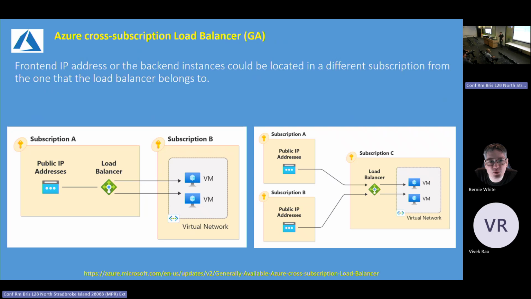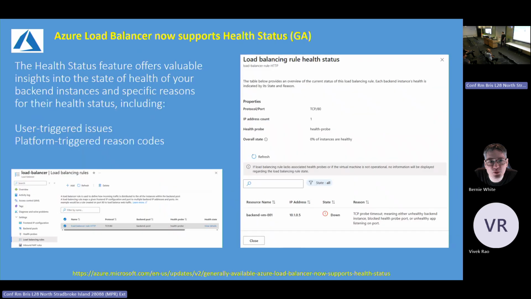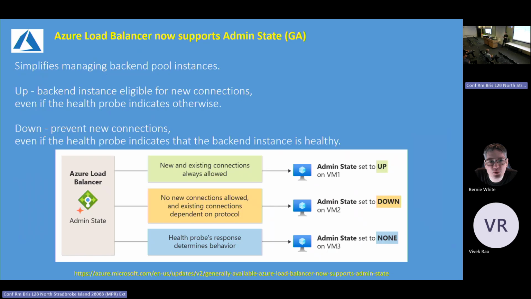So many months ago, actually, I feel like it's more than 6 months ago, we talked about this coming into preview, and now it's gone GA. That's where you can have your load balancer with IPs or nodes in different subscriptions. We got load balancer health status, that's gone GA, which just gives you more detailed health reports from that load balancer. And we've also got admin state, so you can actually force different nodes to be receiving traffic or not receiving traffic, independent of whether they're reporting healthy or not.